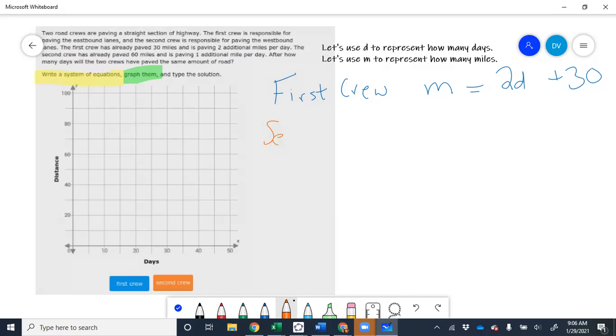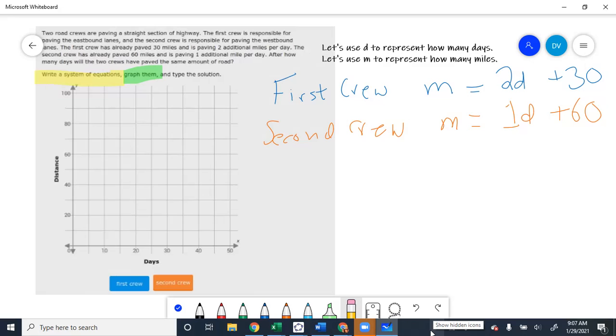Okay, the second crew. The number of miles that they will have paved, let's remember because I already forgot. The second crew already did 60, and they do 1 each day. So their equation will be the 60 that they've already done plus 1 every day. So now we've done that first thing that I highlighted with yellow there. We've written 2 equations. We've written a system of equations, and we can graph them.